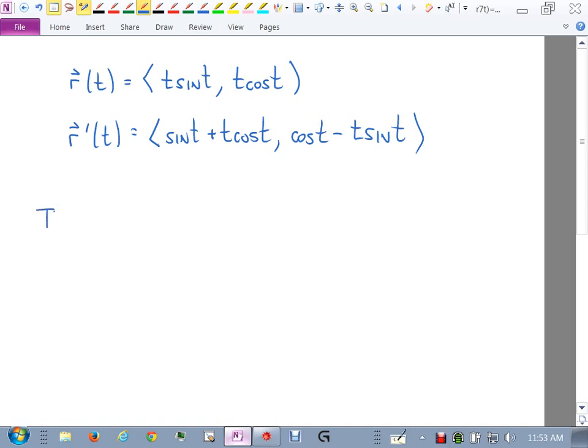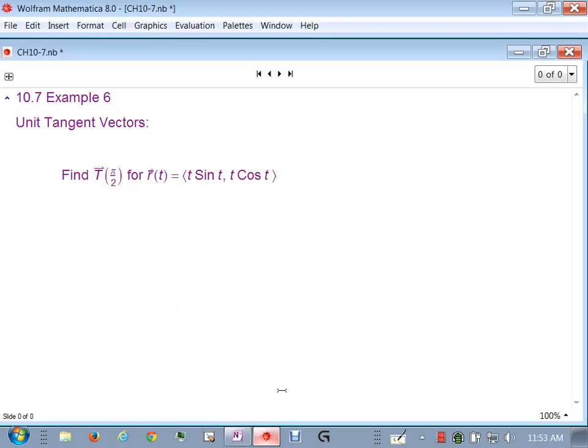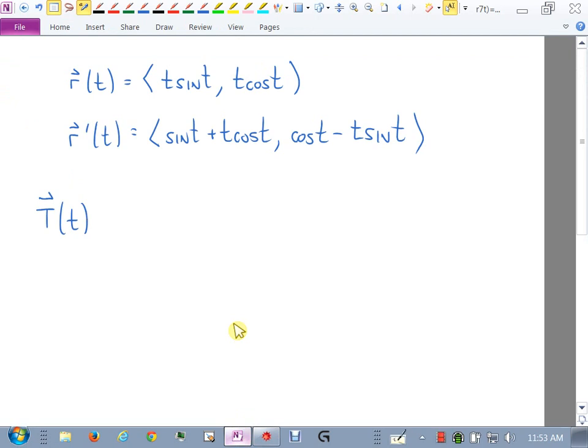And what we want is capital T of t. But didn't I tell you at pi over 2? That's what I asked. What's capital T of pi over 2? So all I need to do is find the derivative at pi over 2 and divide it by its own length at pi over 2. So T of pi over 2 will be r prime of pi over 2 divided by its own length.